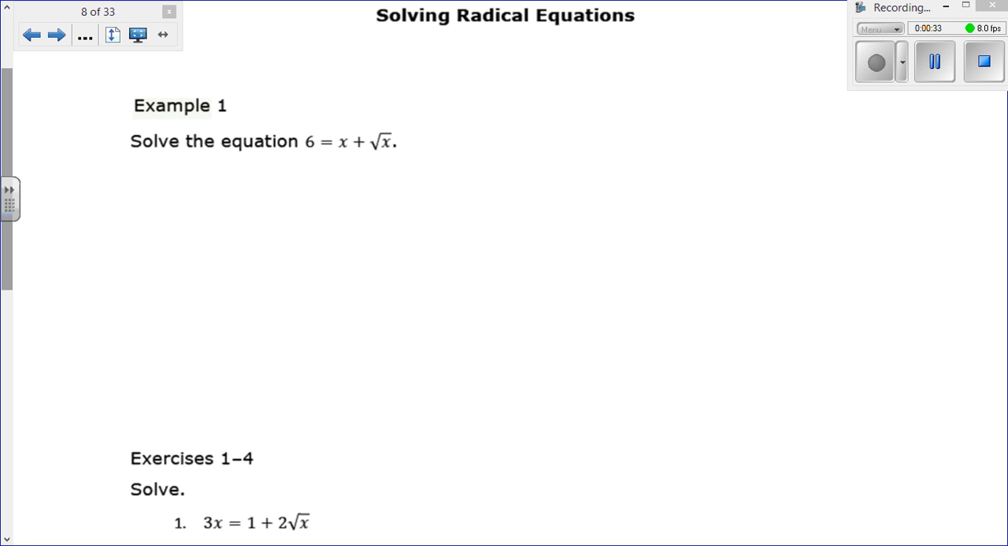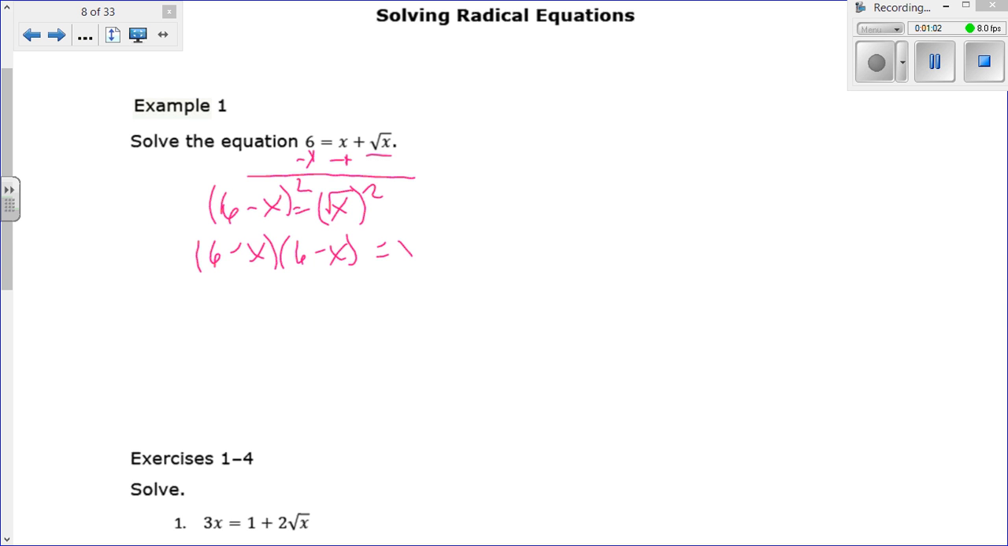So in example 1, I still want to get this radical x by itself, so I'm going to subtract x from both sides. When I do that, I will have 6 minus x equals the square root of x. Now, I need to square both sides. So I need to write it twice. 6 minus x times 6 minus x equals x, because the squared and the square root cancel each other out.